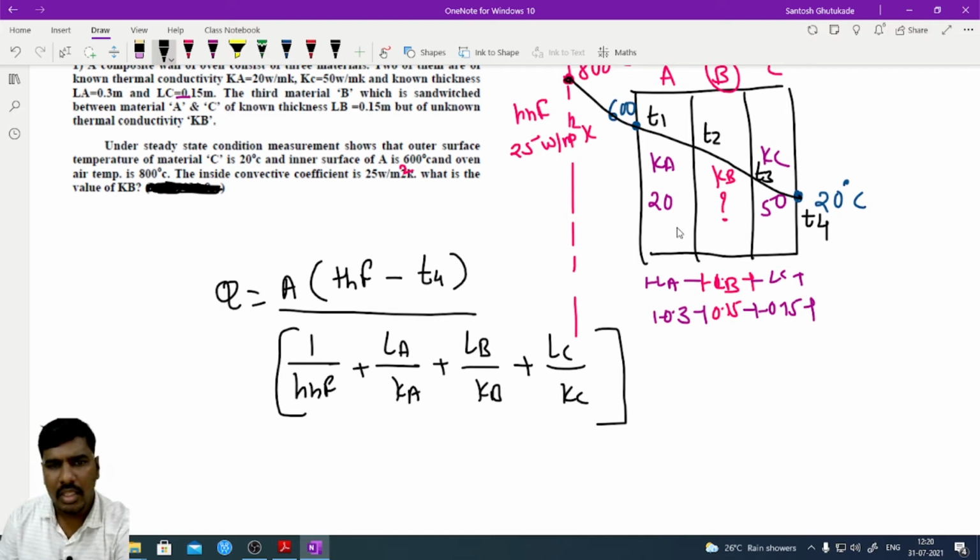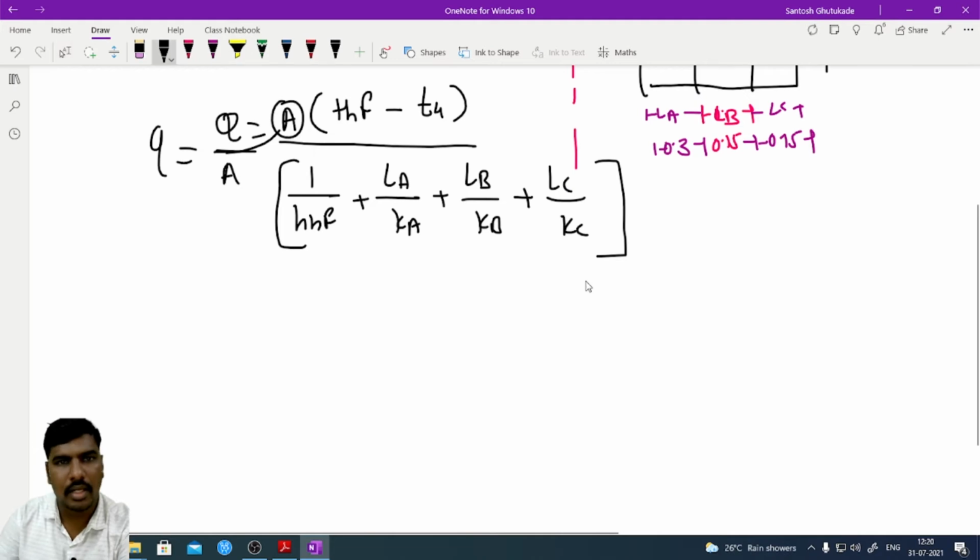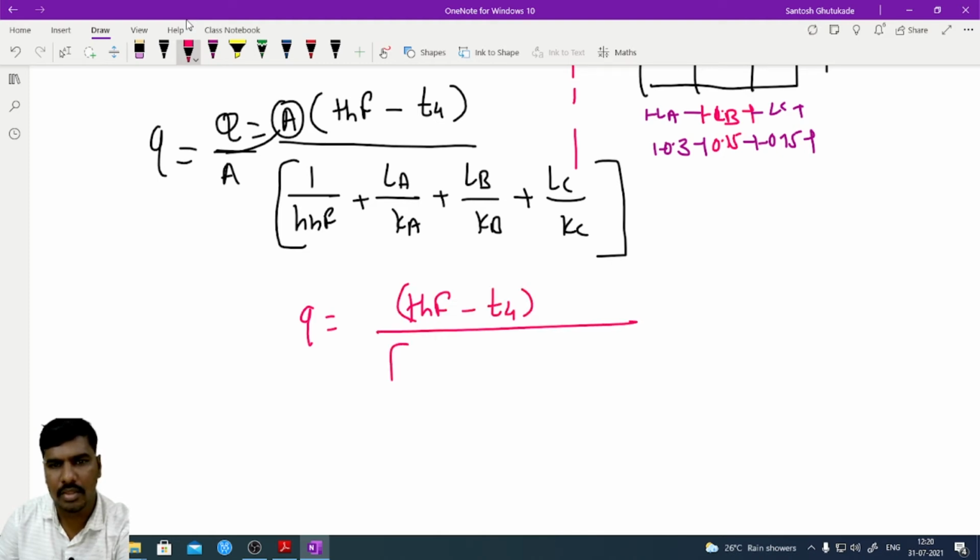Here the area is not given in the problem, so we can take Q by A, that is nothing but the heat flux, small q. So I will write the formula once again with the small q. Small q is equal to THF minus T4, inside temperature minus outside temperature, divided by 1 upon HHF plus LA upon Ka plus LB upon Kb plus LC upon Kc.